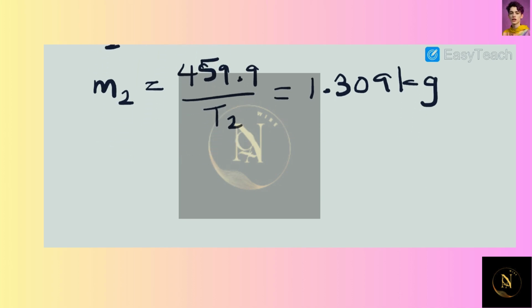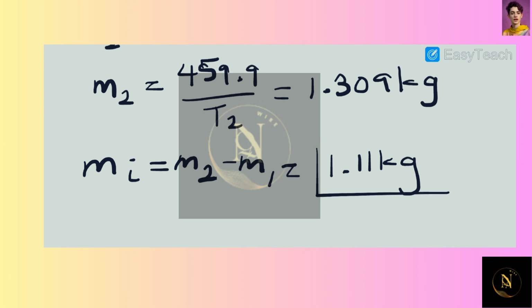Now, using our mass relation, we can say that the mass that entered was equal to M2 minus M1, and this gives us a mass that entered as equal to 1.11 kilograms, and that's our final answer.